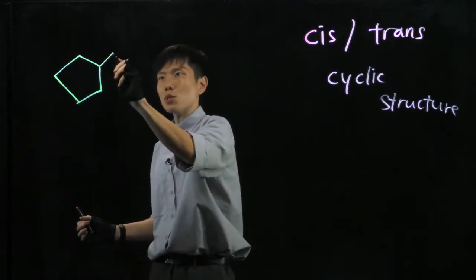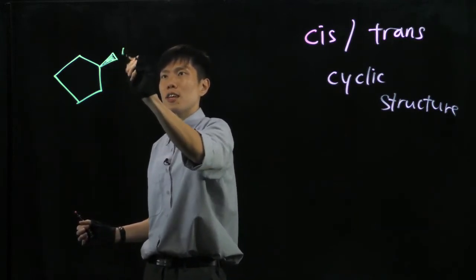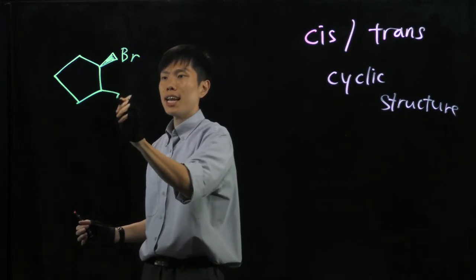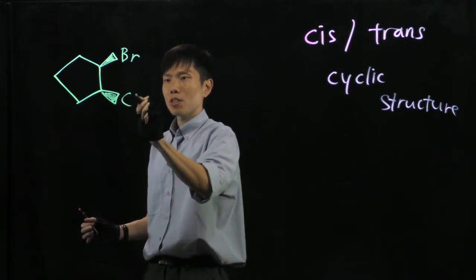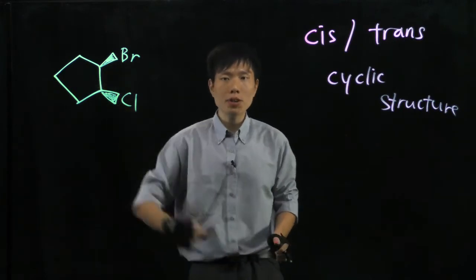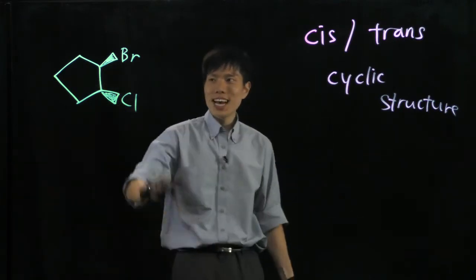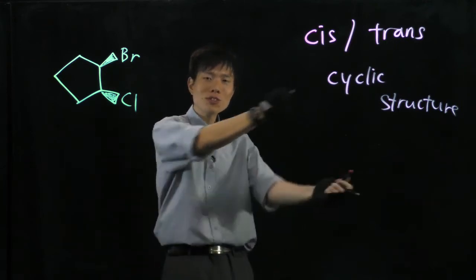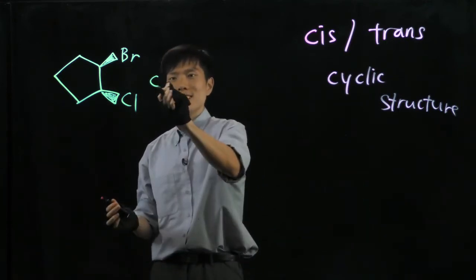Here you see a cyclopentane, 5 carbons in the ring. Now let me give you some substituents here, a bromine and a chlorine. Notice how I draw the bonds here. Both are wedges, that means both are pointing towards you. And if both substituents are pointing towards you, we call it cis.